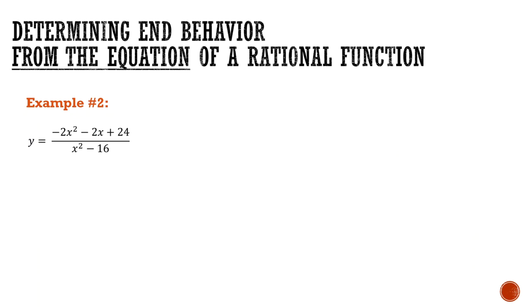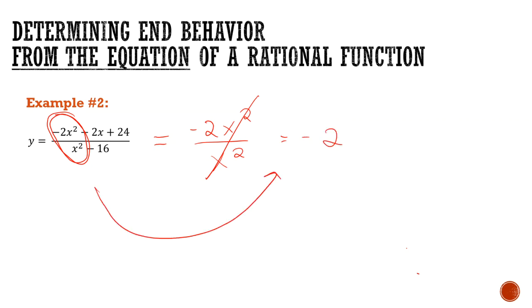You have an example. Again, we're going to look at our leading coefficient. So we're just going to be looking at the -2x squared divided by x squared. x squared divided by x squared gives you -2. So as x gets really big, y is going to end up being this. So we should have a horizontal asymptote at y equals -2.